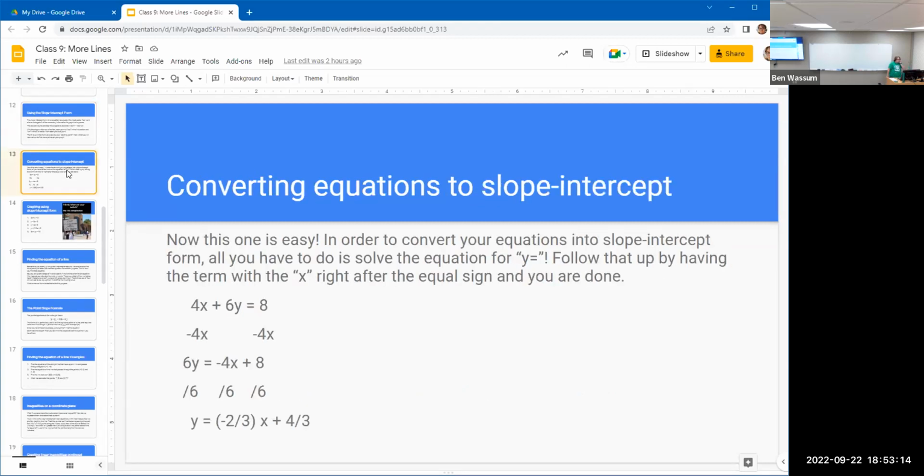Just like we've already done, you would want your equations to all be in slope-intercept form before you start doing this. So again, we just solve them all for y equals. You do whatever you have to do to get the y alone on one side, get the x first on the other side, and then you have your number being added to it or subtracted from it.